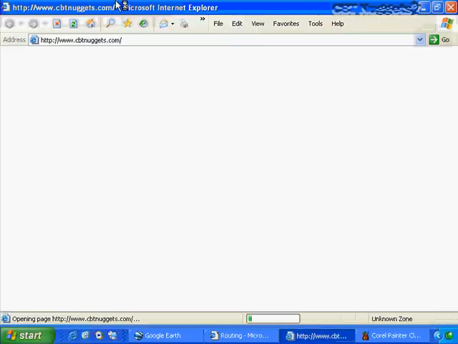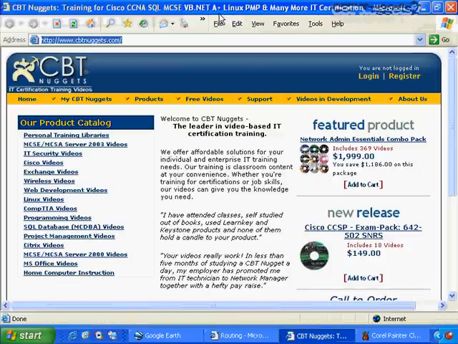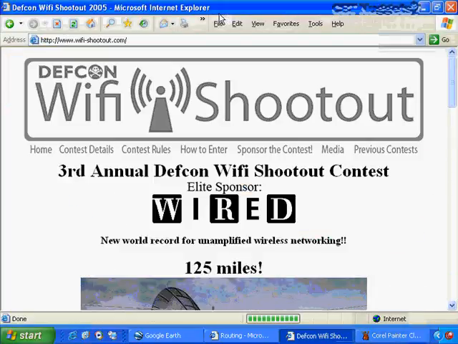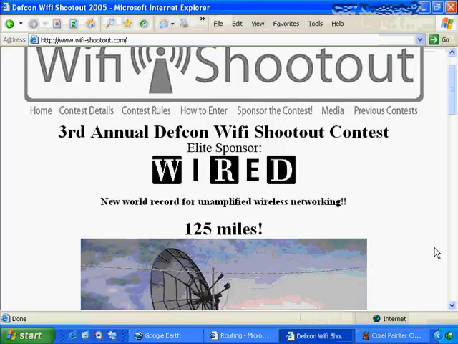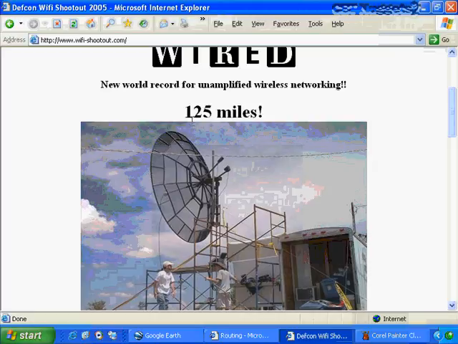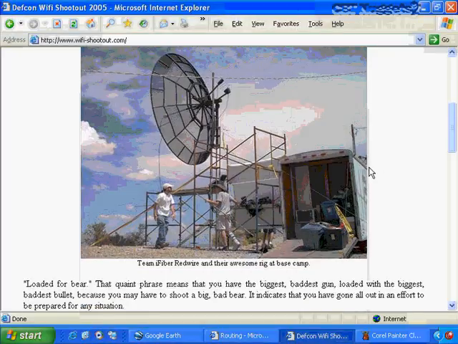Let me see if they still have the website for this. Let me check it out. I think it's at www.wi-fi-shootout.com. See if it's still out. There it is. Okay, this year, they broke all previous records. Look how far they went: 125 miles. So you can go quite far with these things.